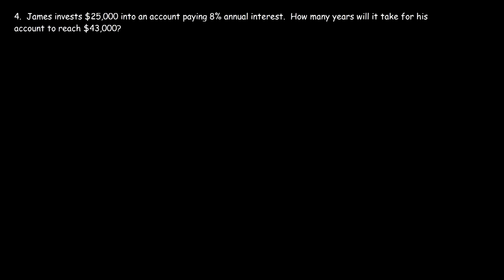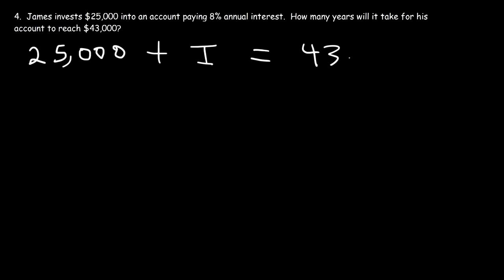Number 4. James invests $25,000 into an account paying 8% annual interest. How many years will it take for his account to reach $43,000? So the principal is $25,000, and interest is going to be added to that principal over time, and his final account value is going to be $43,000 after a certain time period has elapsed.